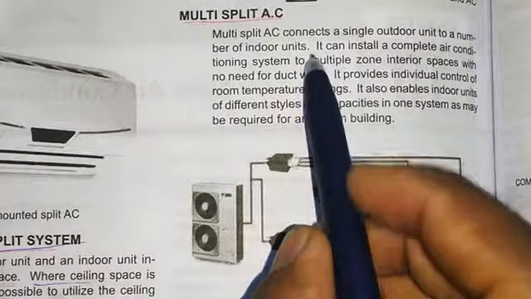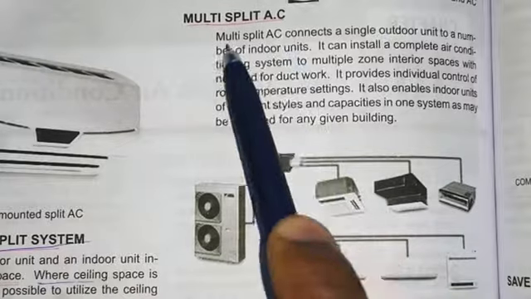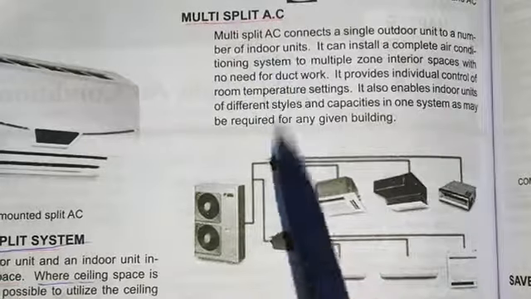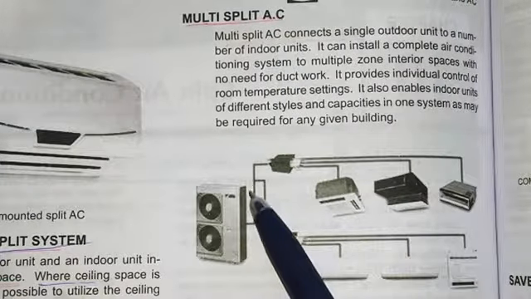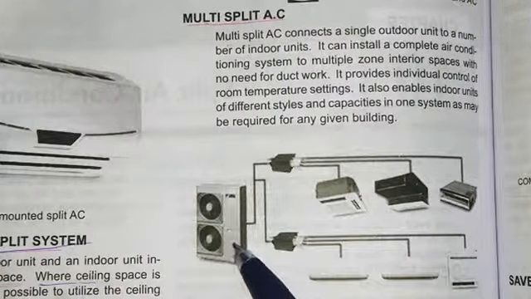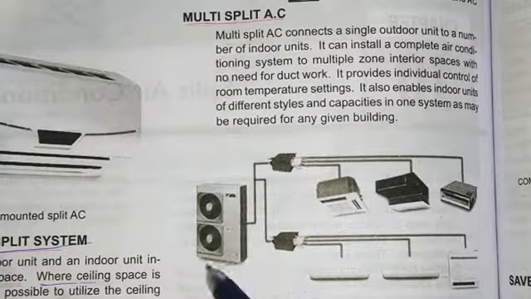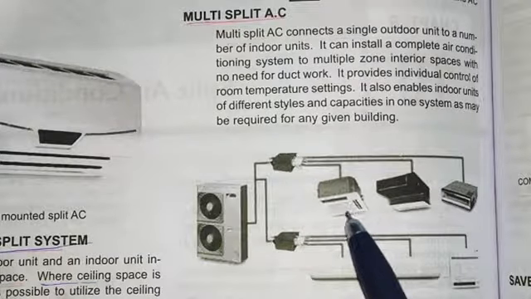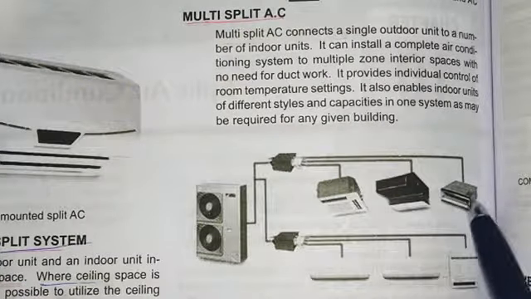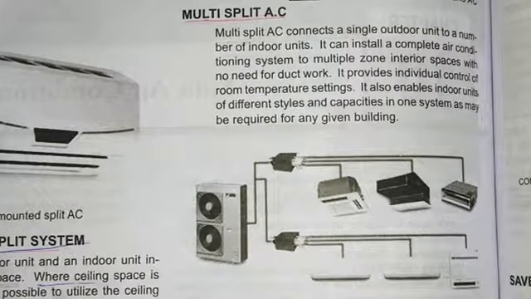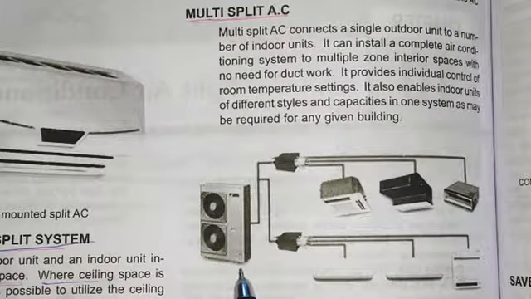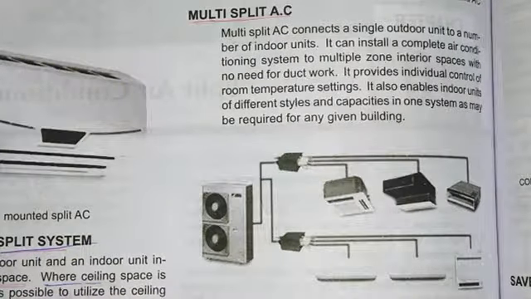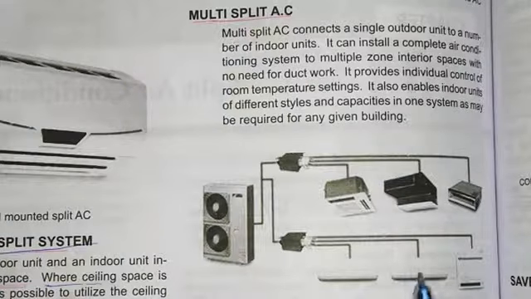Now this is a multi-split AC, in which you can see that a multi-split AC connects a single outdoor unit to a number of indoor units. Okay, a single outdoor unit is there. This is a condenser, compressor, and fan, etc. are here, a single outdoor unit, and this is connected through this. You can say that this is an AC, this is another AC. These are all ACs. So a single outdoor unit is here, and the rest are coming through these ducts, and these are the inside units.